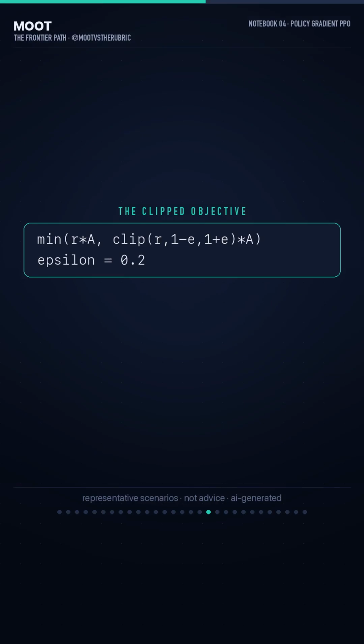So PPO clips it. The clipped surrogate objective takes the minimum of two things, the ratio times the advantage, and a version where the ratio is clamped to between 1 minus epsilon and 1 plus epsilon, again times the advantage, with epsilon usually 0.2. Taking the minimum means we always trust the more pessimistic estimate. In plain terms, the objective stops rewarding the policy for pushing an action's probability too far in a single update. That one line is the whole proximal idea, a trust region enforced by a clamp.